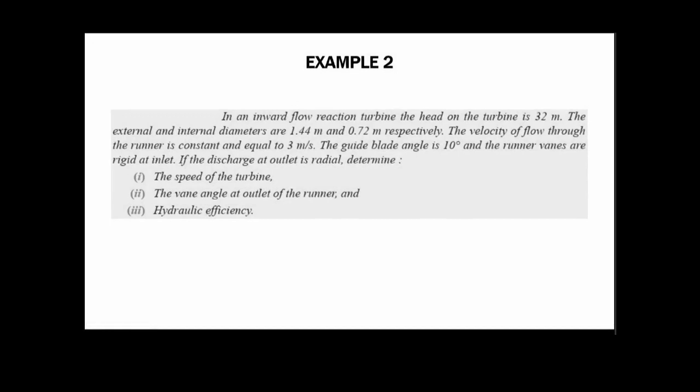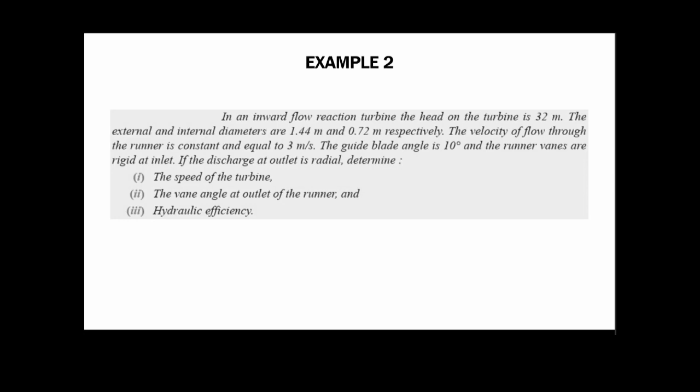Okay, so in an inward flow reaction turbine, the head of the turbine is 32 meters. The external and internal diameters are 1.44 meters and 0.72 meters respectively. The velocity of flow through the runner is constant and equal to 3 meters per second. The guide blade angle is 10 degrees and the runner vanes are radial at inlet. The discharge at outlet is radial.